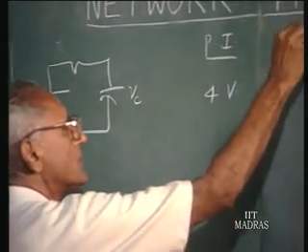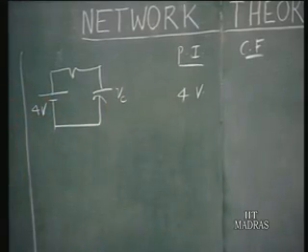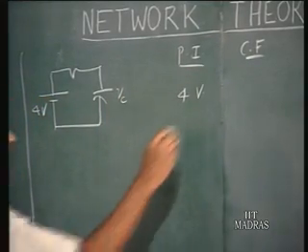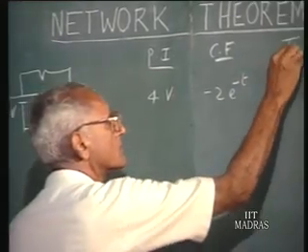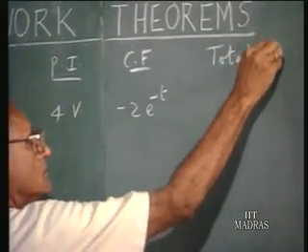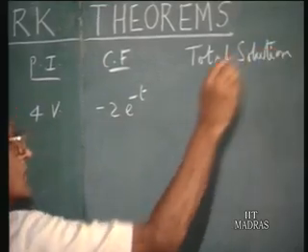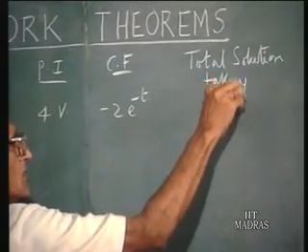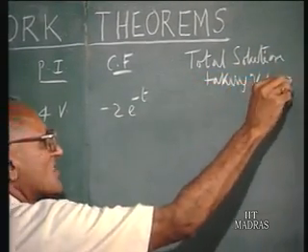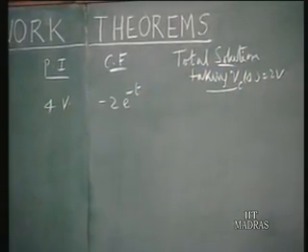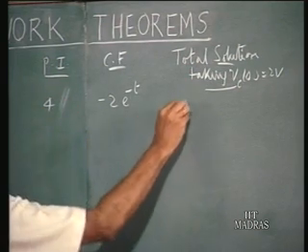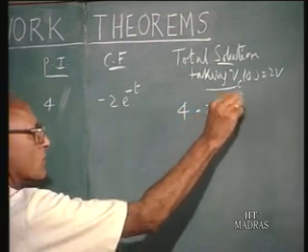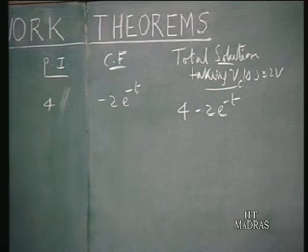The complementary function for this Vc will turn out to be minus 2e^(-t). Therefore, the total solution, taking Vc0 to be 2 volts. So if you take the total solution, the particular and complementary function are also taken with that initial condition. This will turn out to be 4 minus 2e^(-t) volts. That is the Vc.